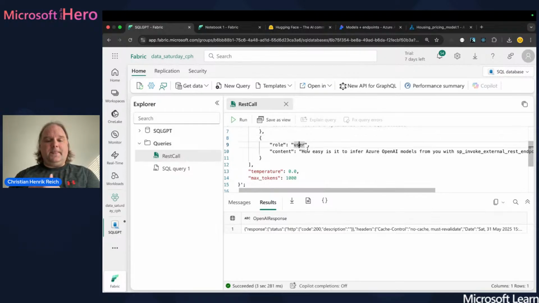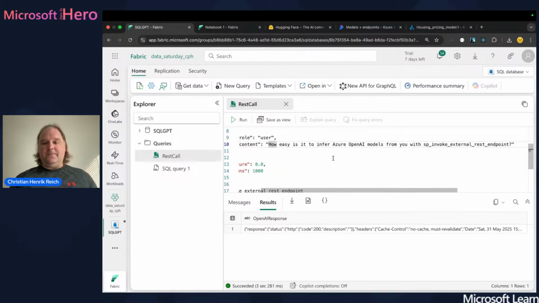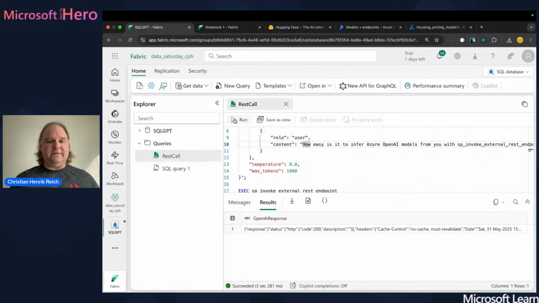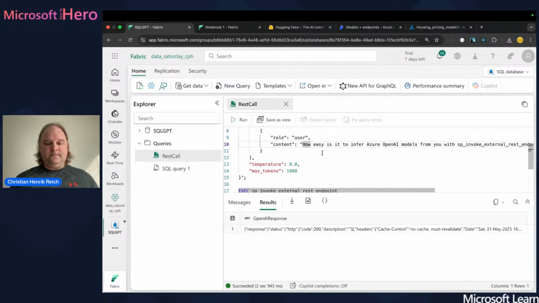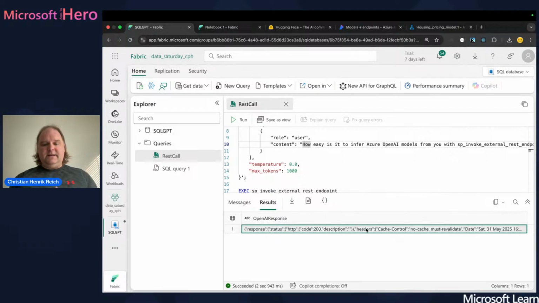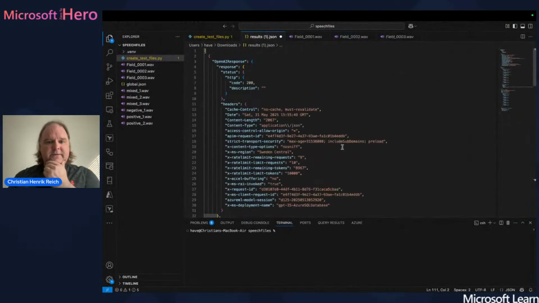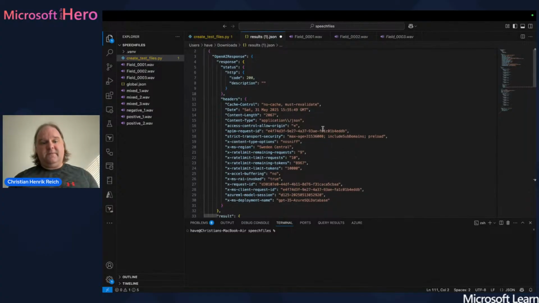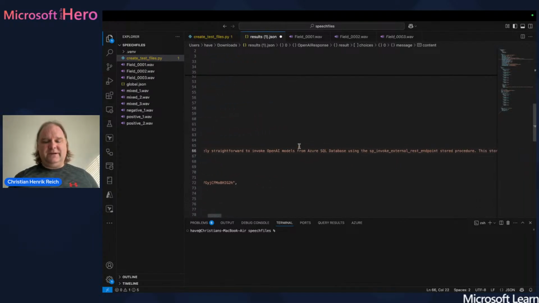Then I give, as a user, a question to it: how easy is it to infer questions via REST? When I run it, I get this response, and I've unpacked it. The response is rather large, but the message is here, which we are getting back.